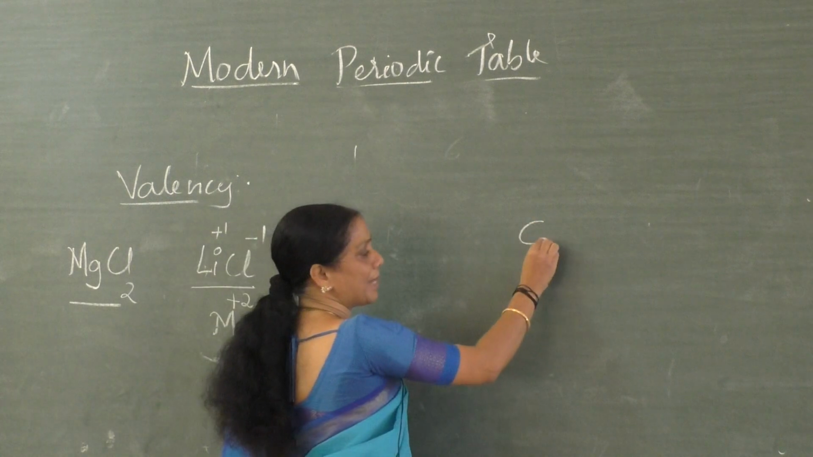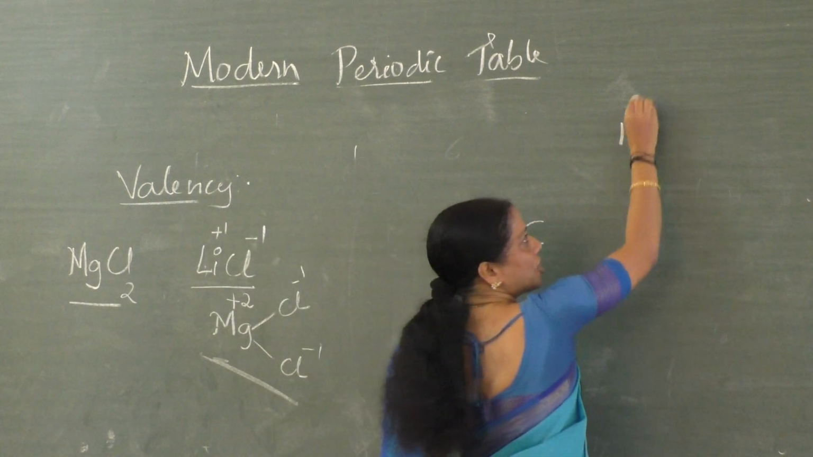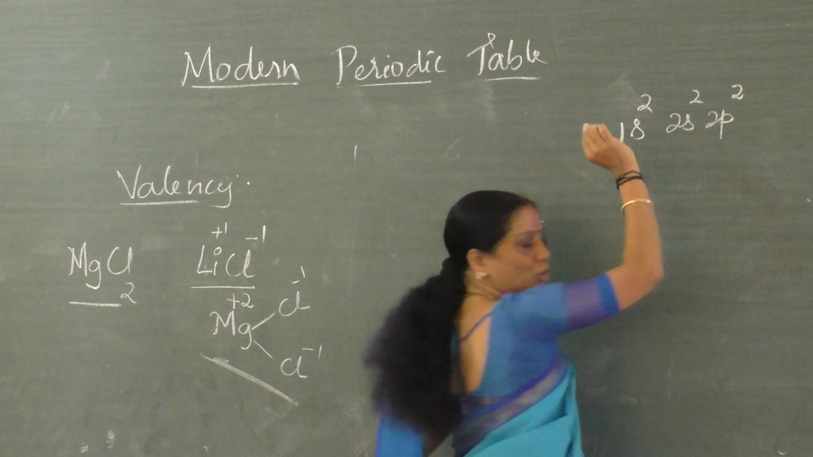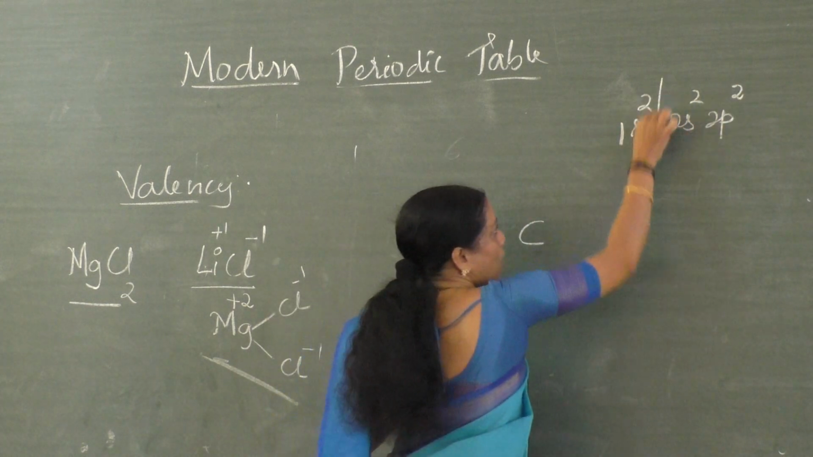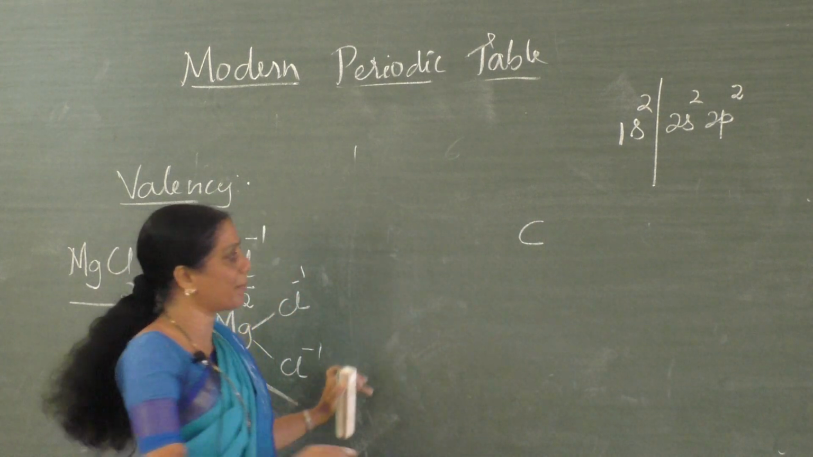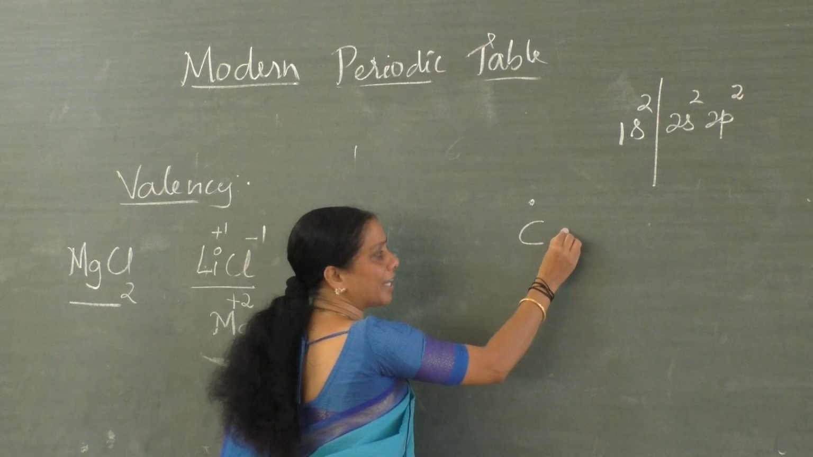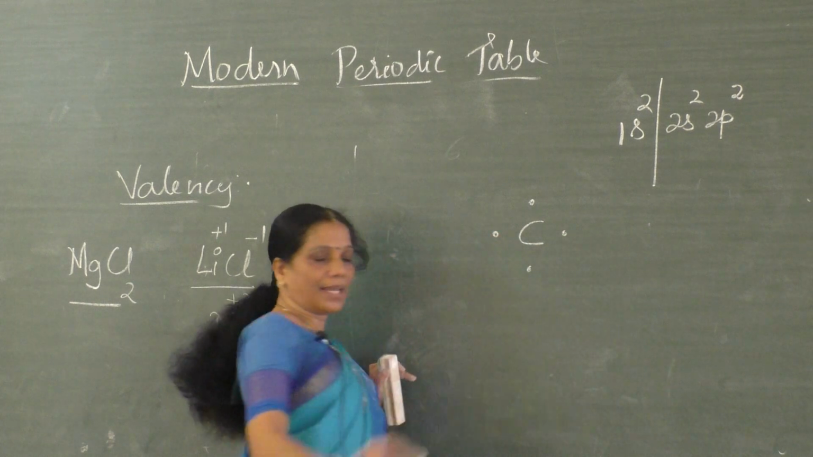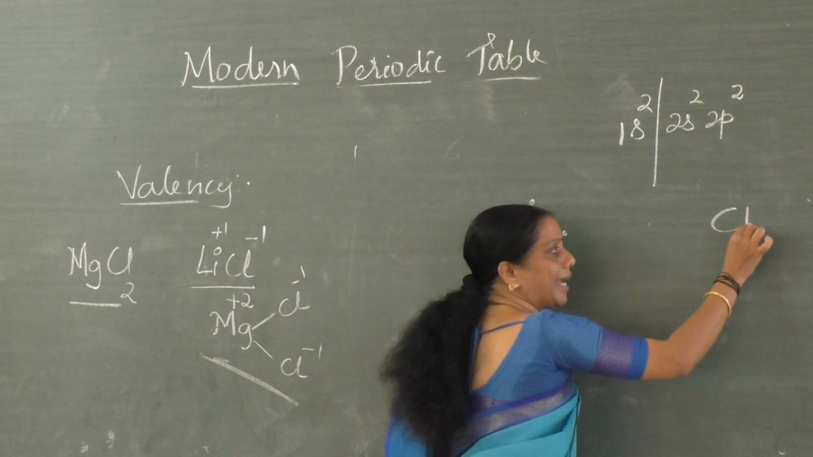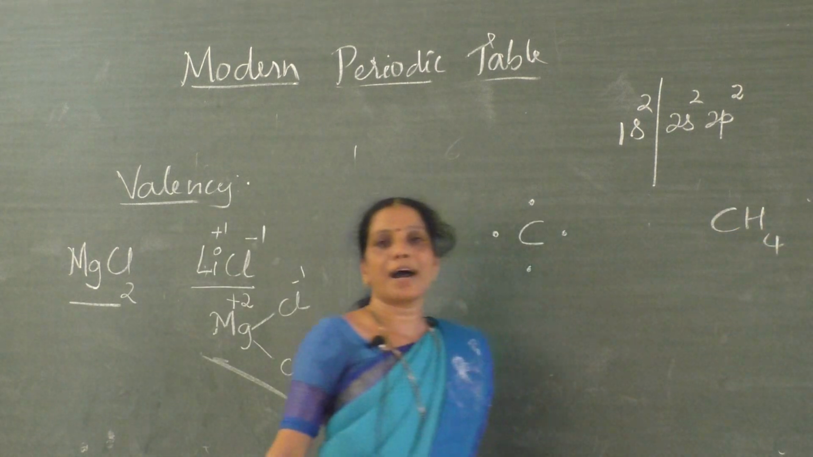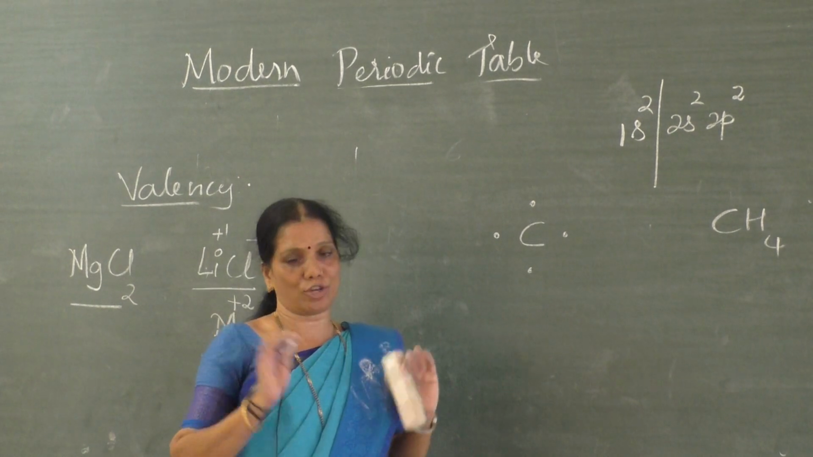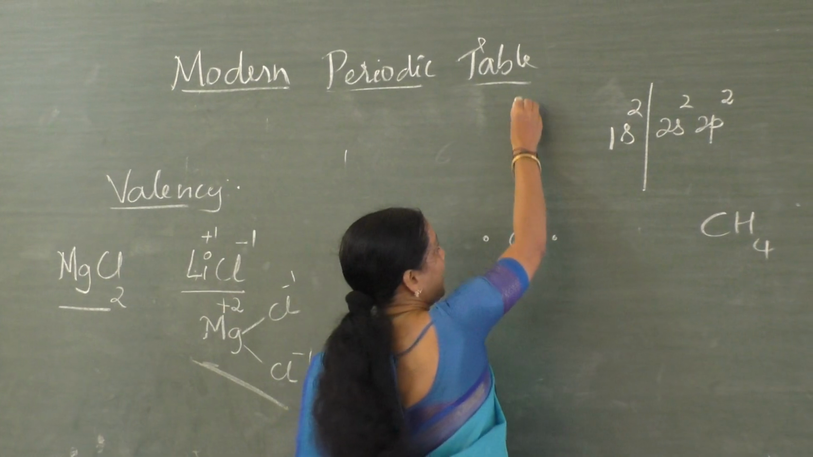See, carbon, electronic configuration 1s2, 2s2 and 2p2, totally 6 electrons. The outermost valence shell electrons take part in chemical bond formation. I'll write those 4 electrons now. See, 4 valence electrons, and in the case of methane, it forms bonds with what? Hydrogen. How many hydrogen atoms are there in that? 4 hydrogen atoms.